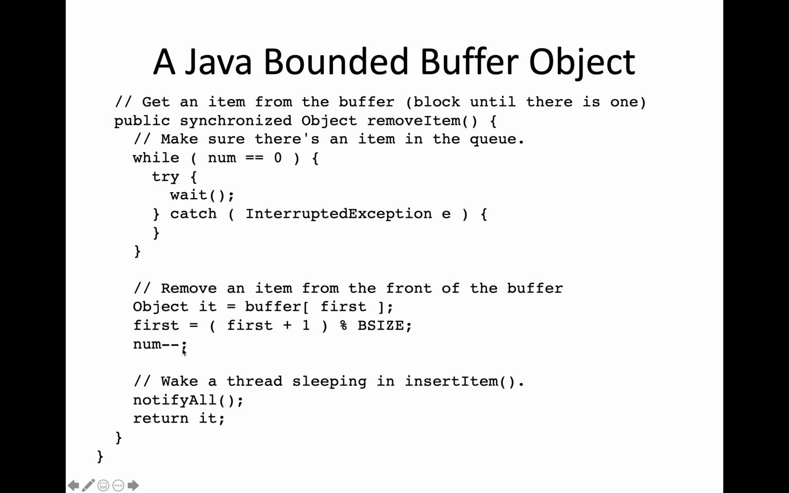We remove the item from the buffer. Now there's one fewer item in the buffer. And then on the way out, maybe there was a producer waiting to put an item in the buffer, and it had to wait because the buffer was full. If so, we just took an item out of the buffer so that now there's an empty space. If there was a producer waiting for that, this last call to notify all wakes them all up, and then hopefully at least one of them will be able to put an item in the buffer at that point.